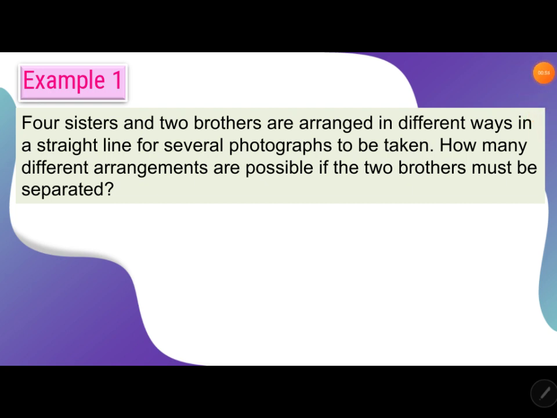Example 1. 4 sisters and 2 brothers are arranged in different ways in a straight line for several photographs to be taken. Usually, this happens during Raya or Chinese New Year and Deepavali, right? So, how many different arrangements are possible if the 2 brothers must be separated? So, the 2 brothers cannot be together. It might be in between 2 sisters or another 2 sisters, and so on. So, how can we imagine this arrangement happening?